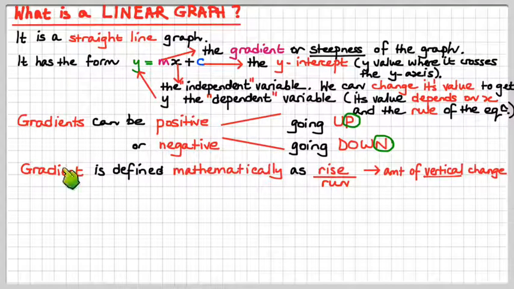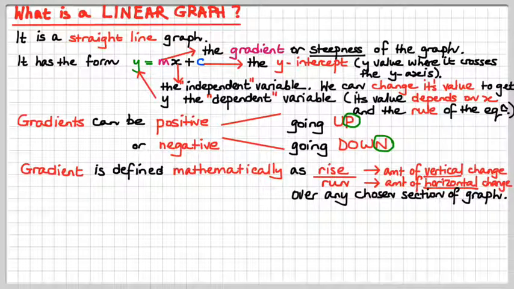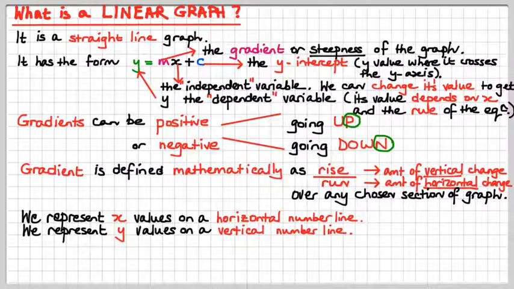Now mathematically the gradient is defined as the rise over the run. The rise is the amount of vertical change, and the run is the amount of horizontal change which occurs over any chosen section of the graph. That's pretty cool. Now we can represent x values on a horizontal number line, and we represent y values on a vertical number line.